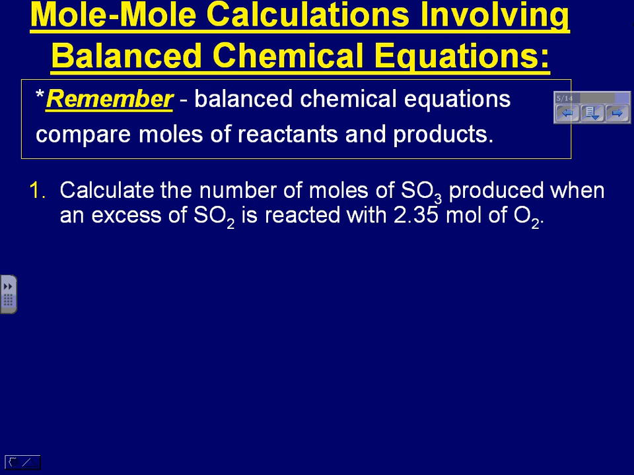Calculate the number of moles of SO3 produced when an excess of SO2 is reacted with 2.35 moles of O2. The first thing you always need when doing a stoichiometry problem is the balanced chemical equation. You need this because that's where your mole ratio comes from. So what do we always need? First, get BCE.